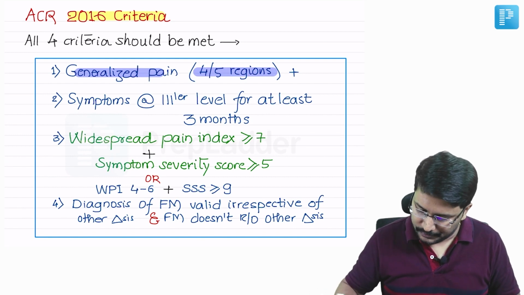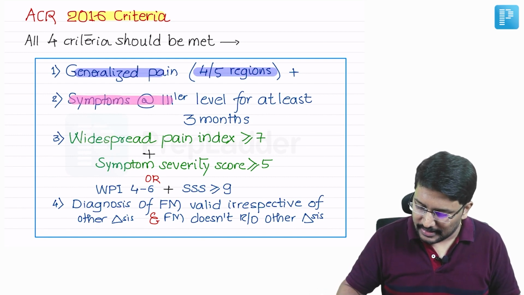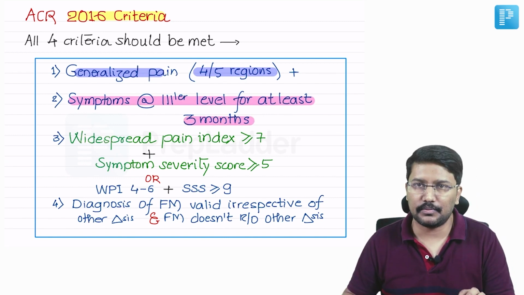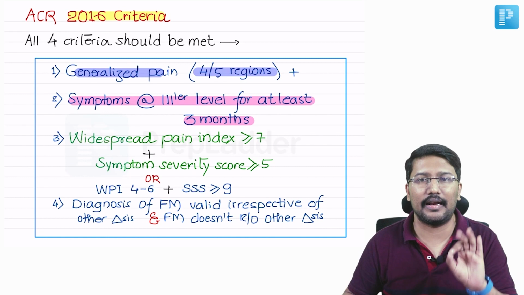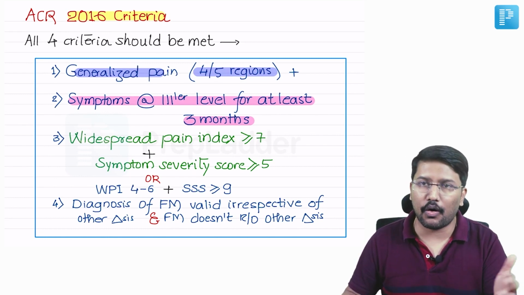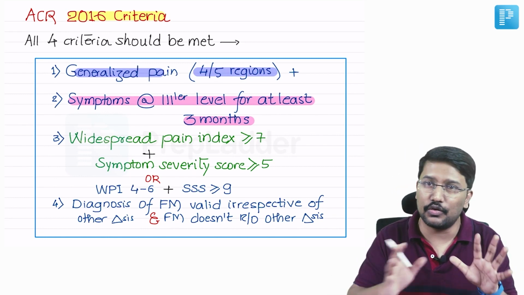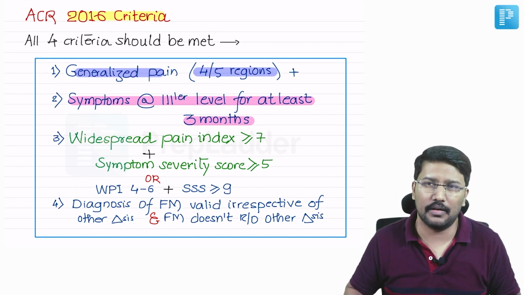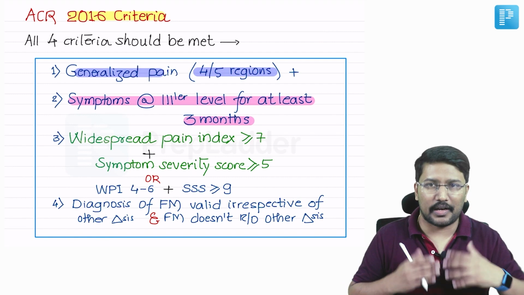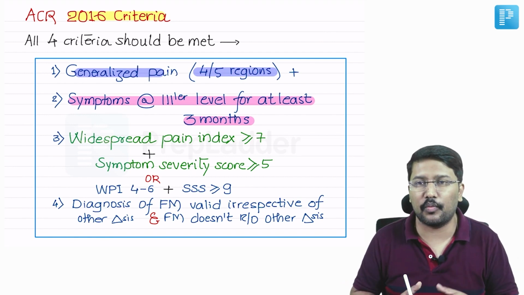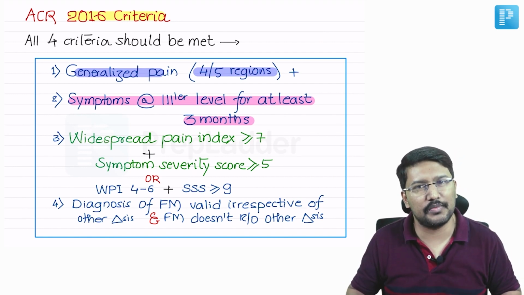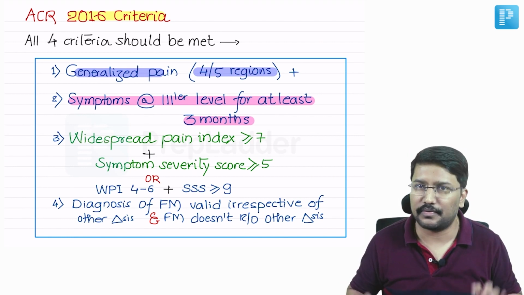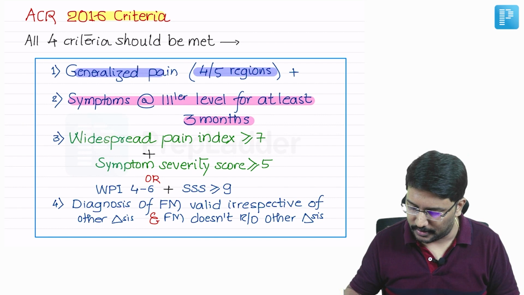Then the symptoms should be present at a similar level for at least 3 months. That means, 3 months is an important point to note, and if the symptoms are improving or worsening, that doesn't go in favor of fibromyalgia. The symptoms should be roughly at a similar level. So 3 months back, whatever was the extent or severity of pain and symptoms, I experience the same severity of pain even today. They are not worse, they are not better. That is exactly what we are looking at.